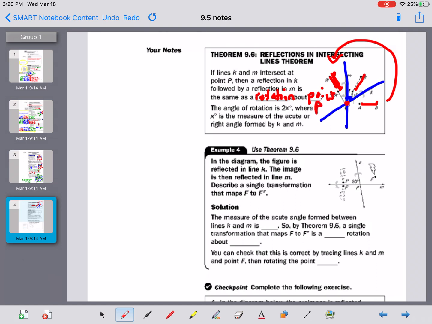All right, so when we had two parallel lines, going from AB to A double prime, B double prime looked like a translation. But now when I have two intersecting lines, the transformation from AB to A double prime, B double prime looks like a rotation about the point where the two lines intersect. And the only thing you really need to worry about is how much of a rotation it is. We have this little angle in between my two reflection lines, and when I go from here to here, it's going to be twice that angle.